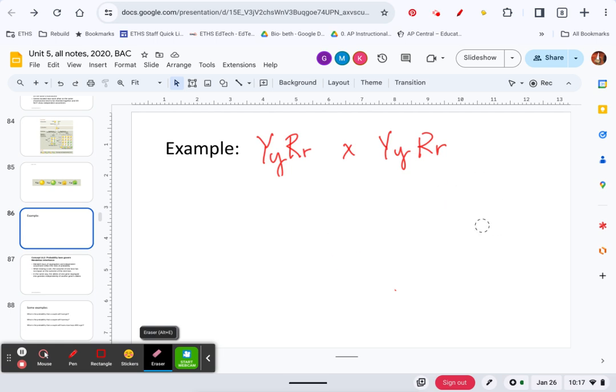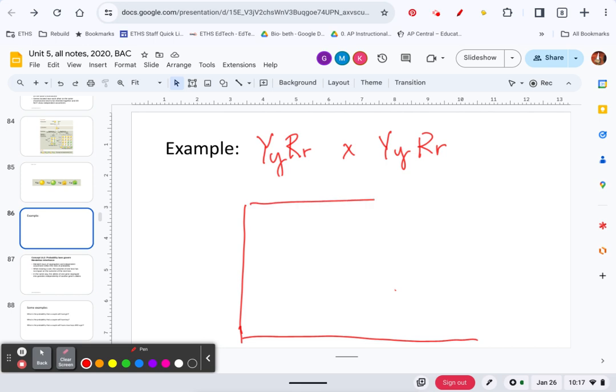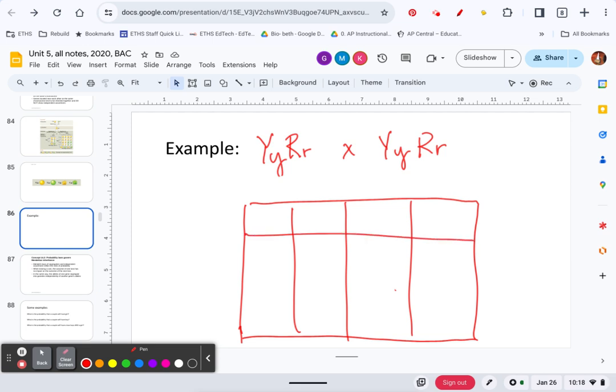Oh my gosh. So I need to draw a 4 by 4. 1, 2, 3, 4. Okay. This is why I'm bad at art. I can't draw it. Oh my god, that's terrible. Anyway, all right, whatever.